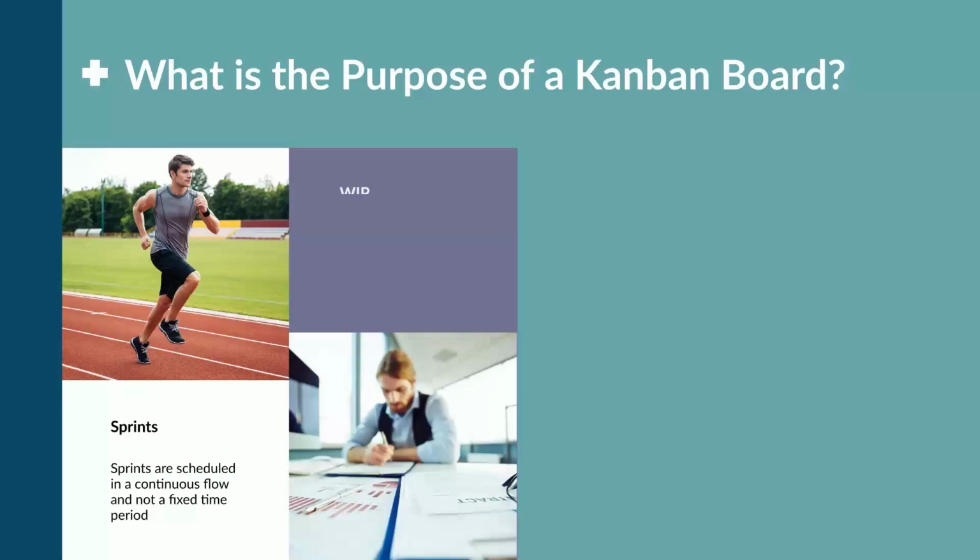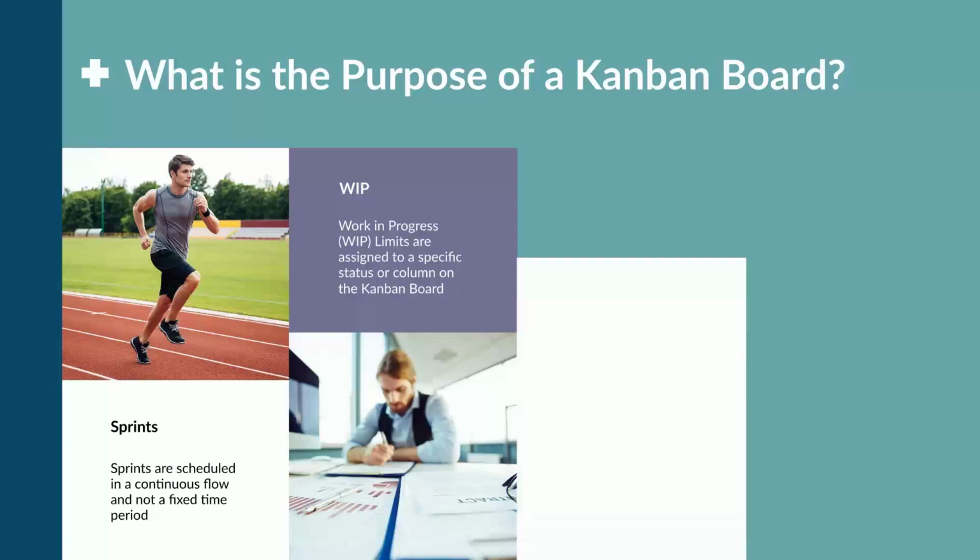Work in progress limits are limits that are assigned to a specific status or column on the Kanban board. They signify how many tasks can be in progress for a status, such as code review, at any given time.